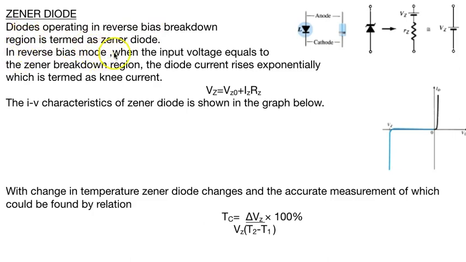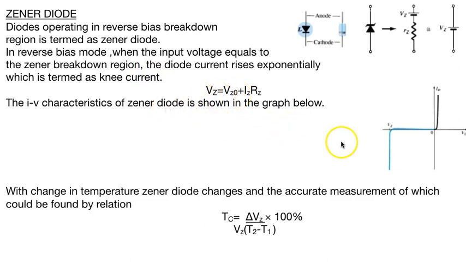In reverse bias mode, when the input voltage equals the Zener breakdown voltage, the diode current rises exponentially, which is termed the knee current. Vz equals Vz0 plus Iz into Rz.